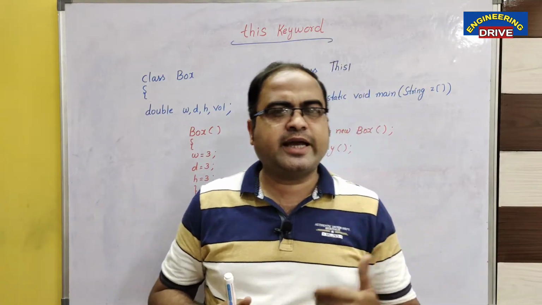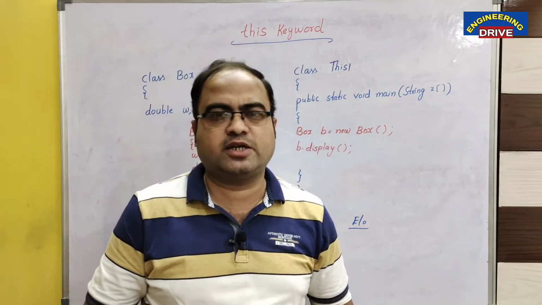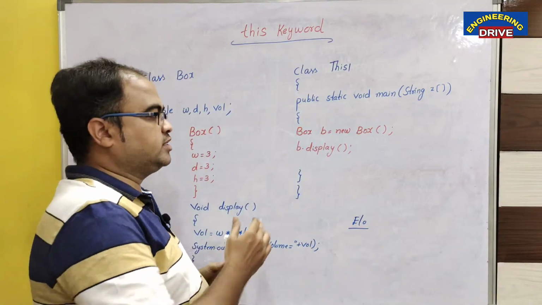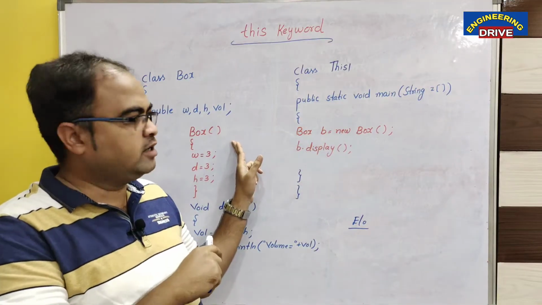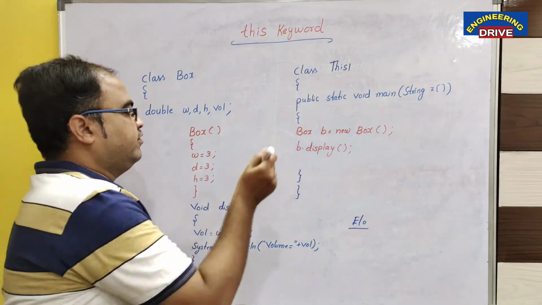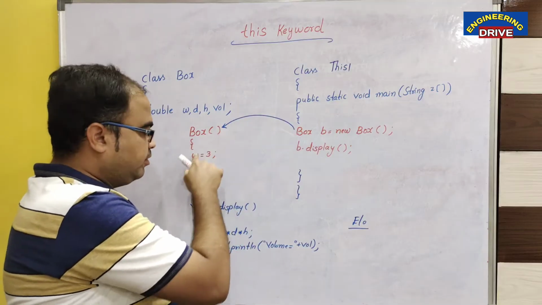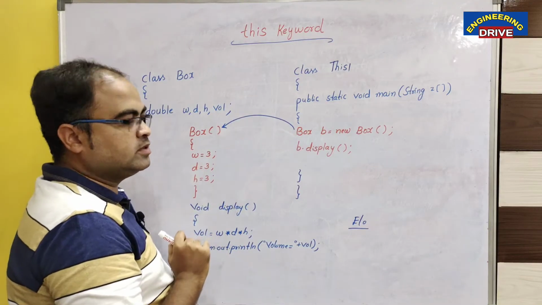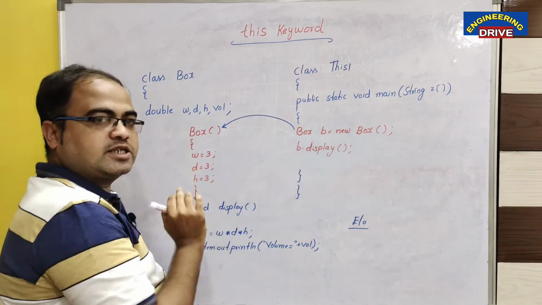Sir, in a constructor can we pass parameters? Yes, of course we can pass parameters to the constructor. How to pass parameters to the constructor, sir? Because we are not calling the constructor with the help of an object. Whenever the object is created, the constructor is invoked automatically. We know that. So whenever an object is created, there itself the constructor will be called and the values are initialized. Now, how to pass the parameters to the constructor, sir?